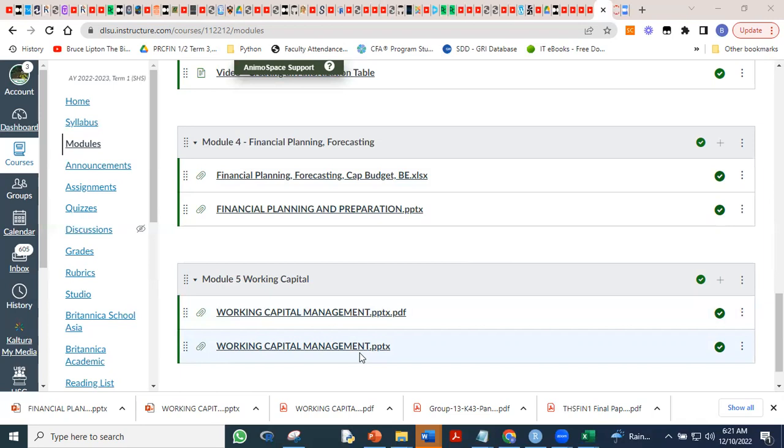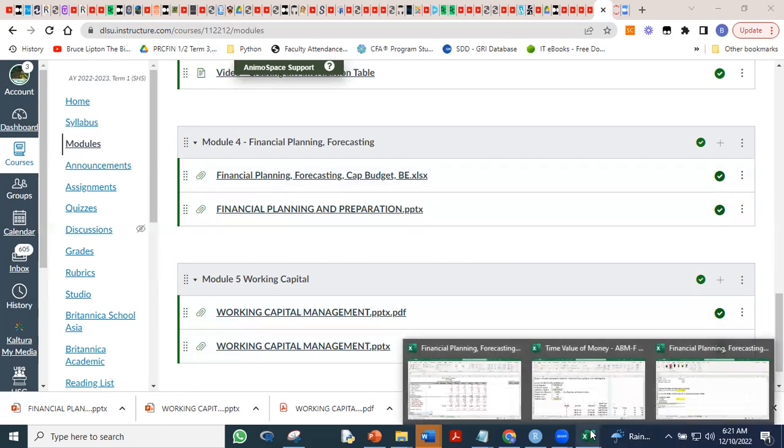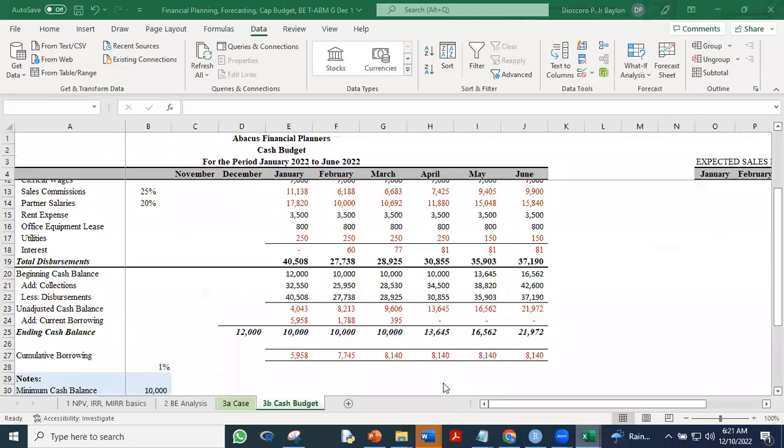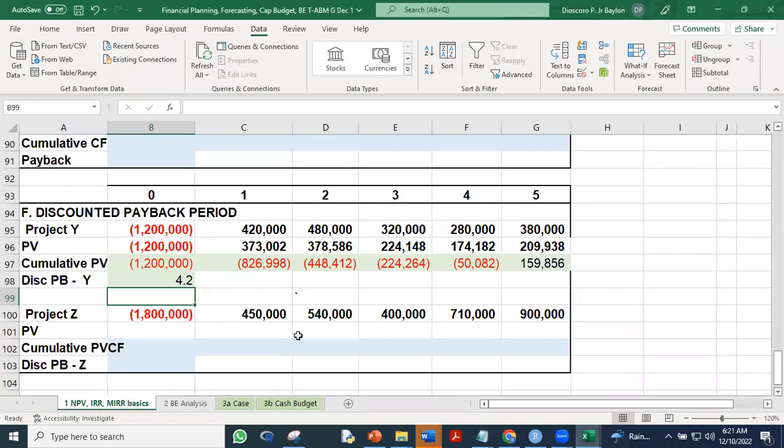So now, I'm going to discuss the remaining parts of the financial planning and forecasting in the Excel file that we were using last time. So may I invite you to open that. Okay, so we have discussed this. We have gone through NPV, IRR, MIRR. Then we're going to discuss the last two worksheets here.